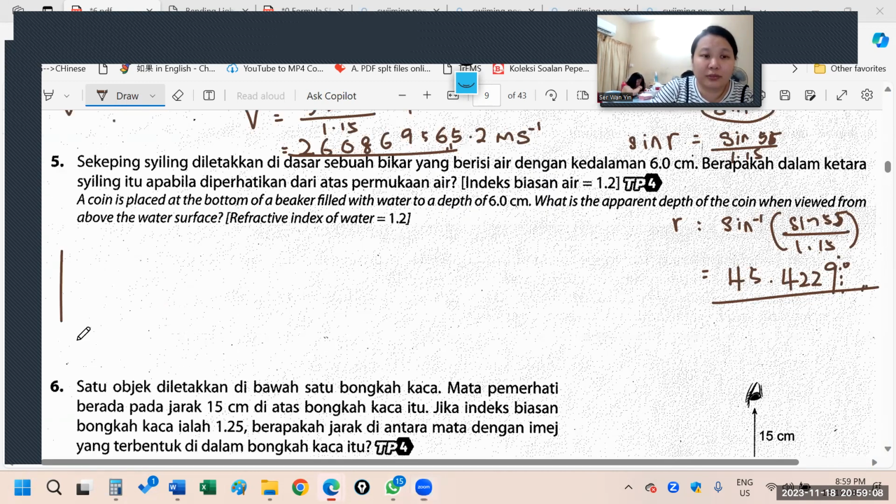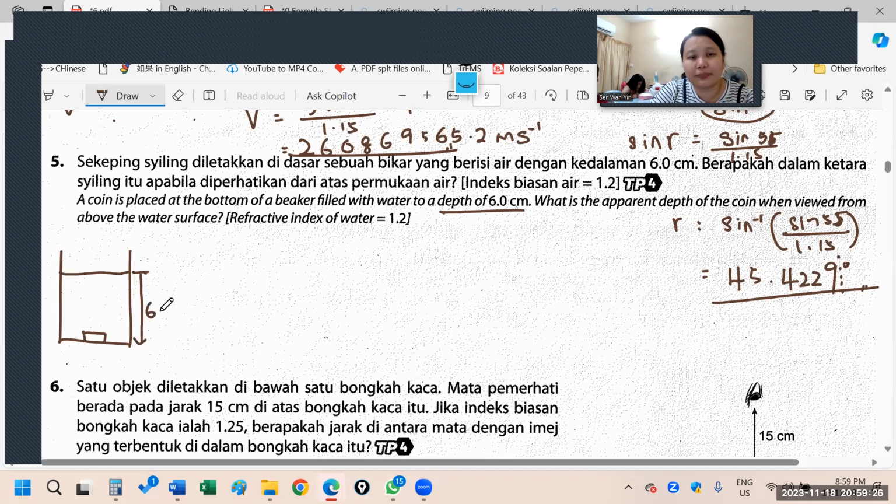At the bottom of the beaker, let's draw. The coin is placed at the bottom of the beaker. Fill with water to a depth of 6 cm. Depth means from the surface. So 6 cm. This is the real depth of the apparent depth.